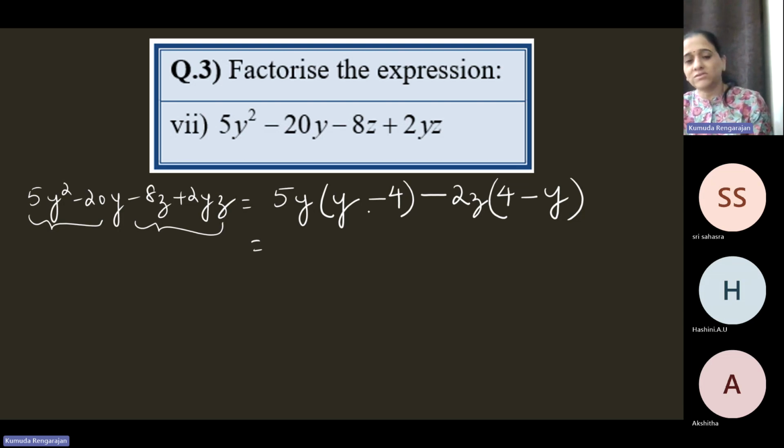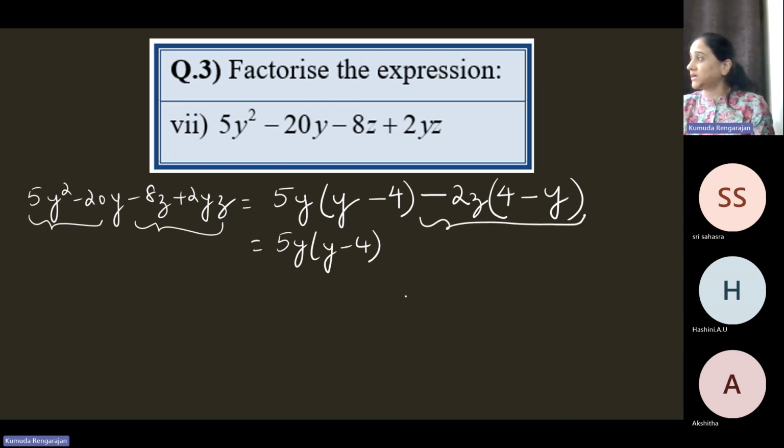Now, here this is y minus 4, while here it is 4 minus y. They are not the same. So what's the procedure? You need to write the first part as it is. From here, you should change the signs. Minus 2z, write it as plus 2z. And in the bracket, this is plus 4, write it as minus 4. This is minus y, write it as plus y.